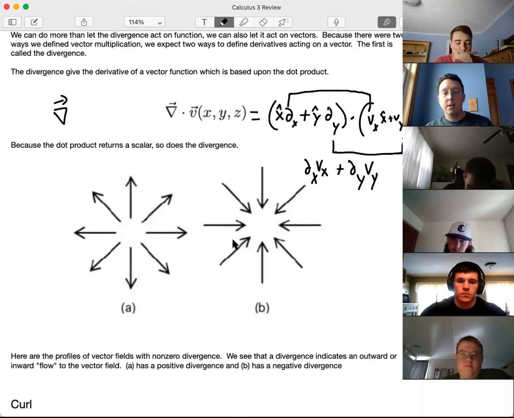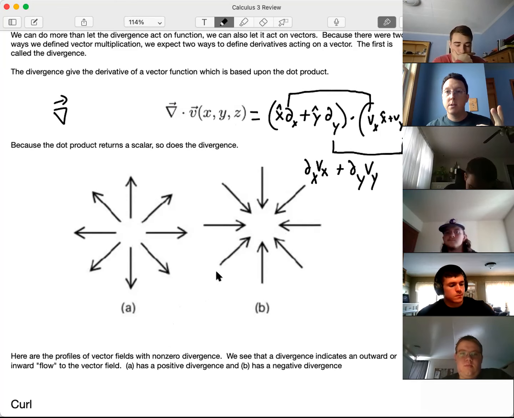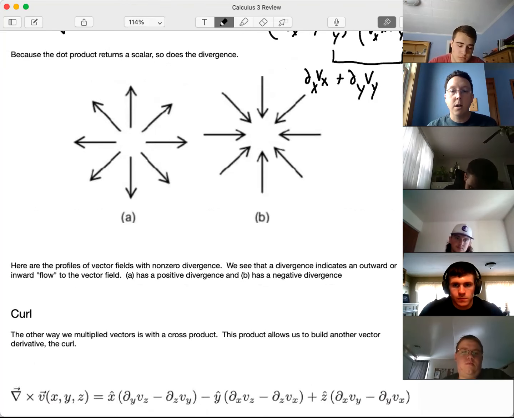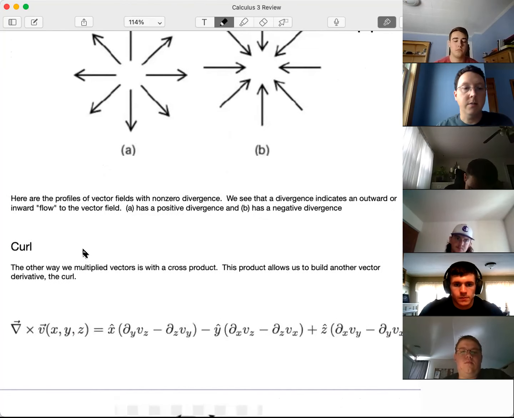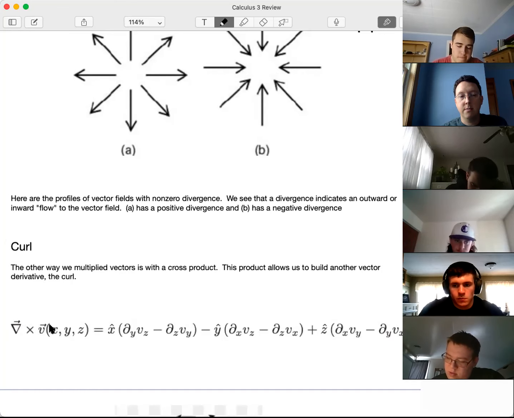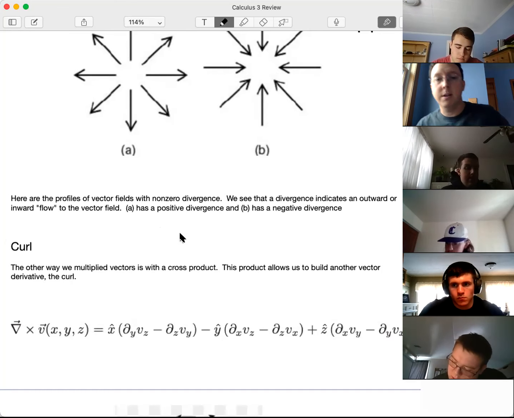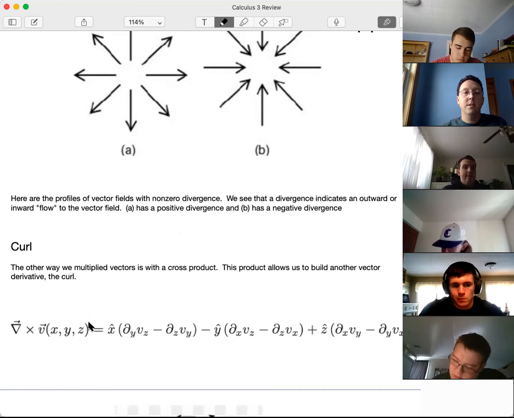So that was a dot product. The other way we had to multiply vectors was a cross product. So we're going to use a cross product to define a vector. That one I actually did write out. It's called the curl, and it's the gradient cross the vector field. And I just worked it out for you. So, you can go through it. You work it out just like you did with the divergence, but do a cross product instead of a dot product.